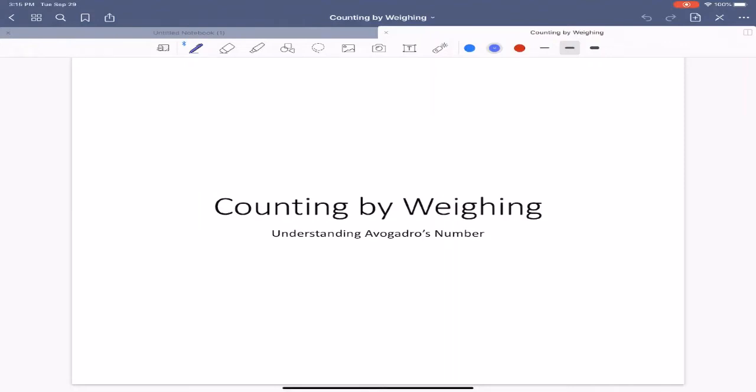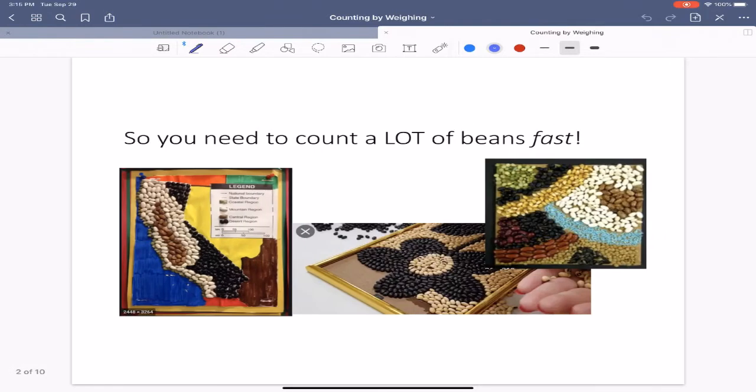Avogadro's number is an important grouping number in chemistry. And in this video, I'll talk about what it means and how to use it. First, why would you need this idea? So let's say that you need to count a lot of beans fast. Measuring is quicker than counting.